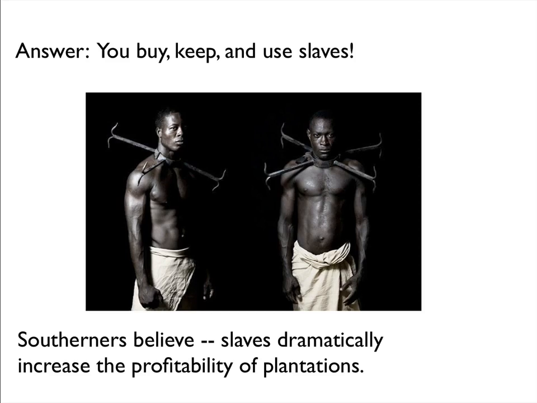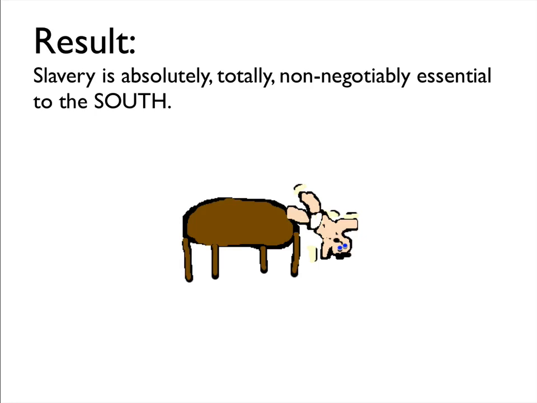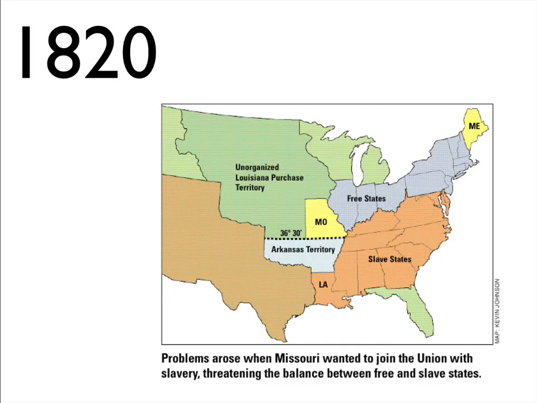And Southerners firmly believed that slaves were an absolute necessity. Slaves dramatically improved the productivity of plantations. In fact, plantations, they thought, could not operate without slaves. As a result, from the Southern point of view, slavery is absolutely, totally, non-negotiably essential to the South. Talking about anything that has to do with slavery is off the table as far as conversations go.